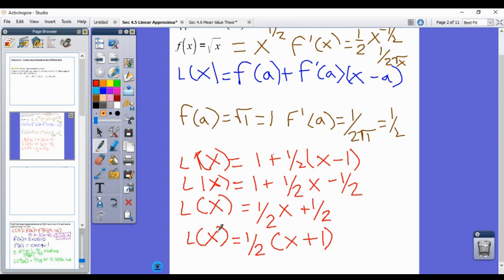Okay, so to approximate the value of f at 1.1, we're going to plug in 1.1 into my linear approximation formula. If you do that, you will get 1.05.